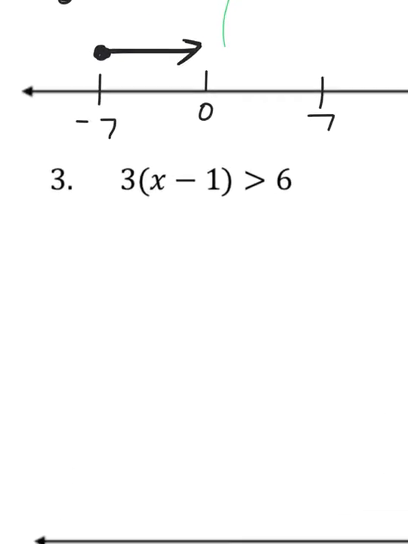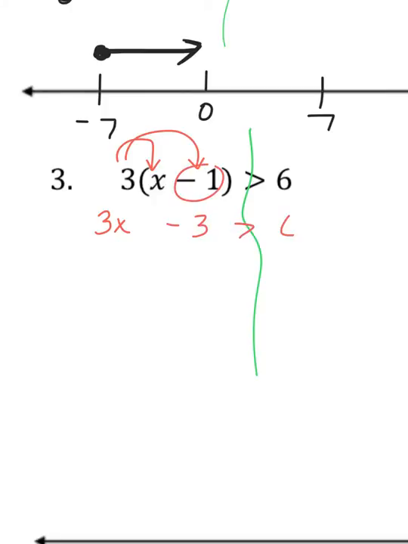All right, here we go. This problem looks familiar. There's my inequality, there's my variable. But I notice these parentheses here, so that means I need to expand the expression. So 3 times x is going to be 3x. 3 times -1 is going to be a -3. And there's my expanded expression.